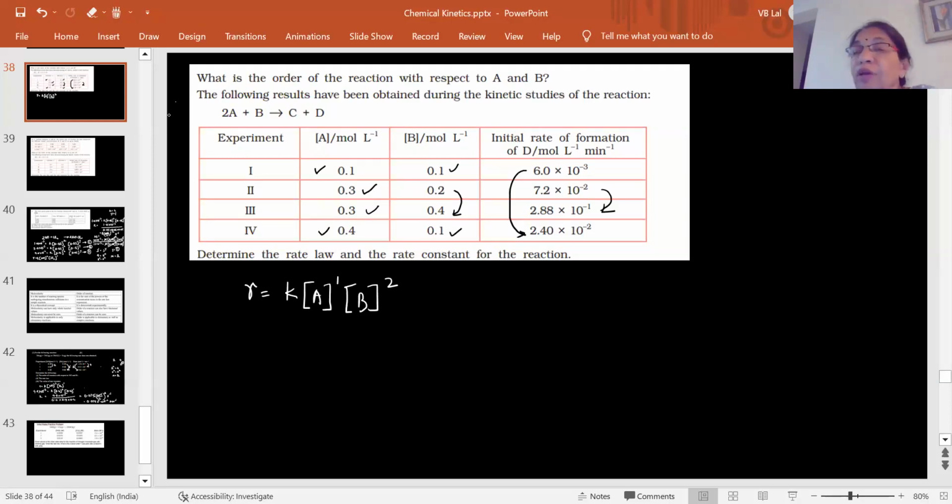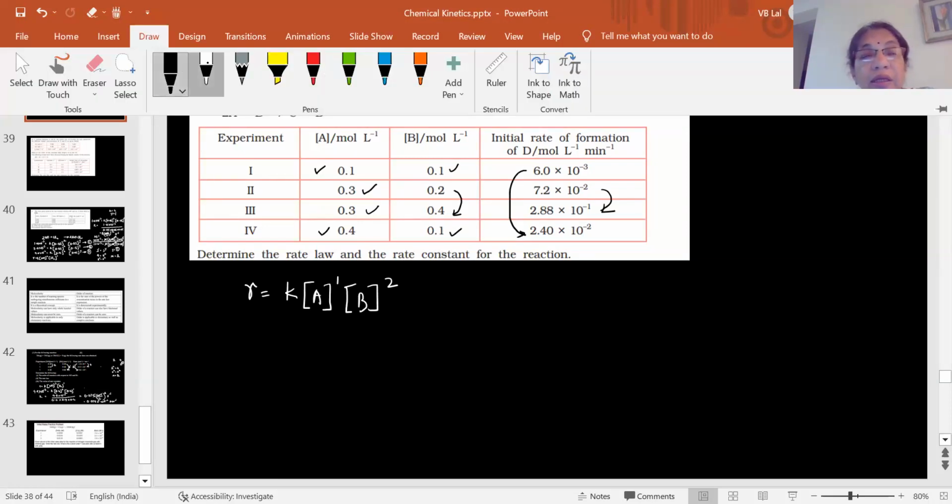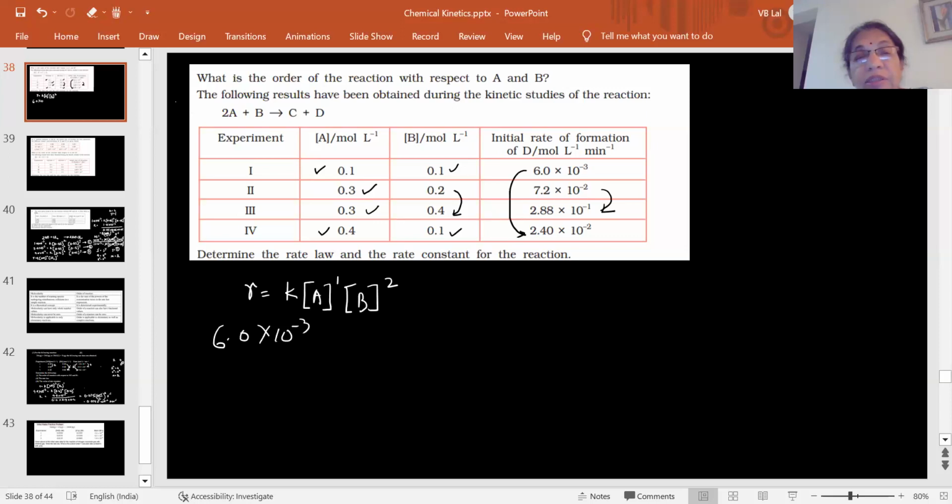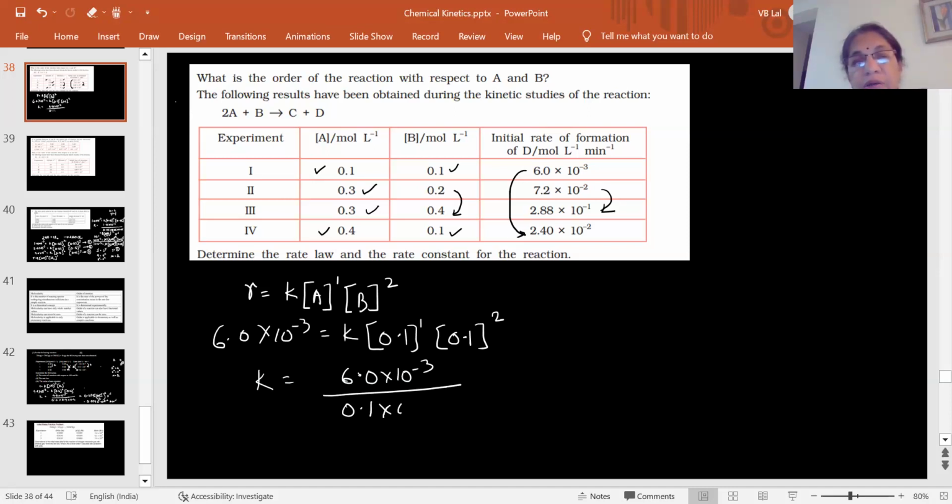Very good. Now, how will I find the rate constant? Choose any one of the reactions. So here, 6.0 into 10 raised to minus 3 is equal to K into A, that is 0.1 raised to 1 and 0.1 raised to 2. So what will K be equal to? K will be equal to 6.0 into 10 raised to minus 3 divided by 0.1 into 0.1 into 0.1.